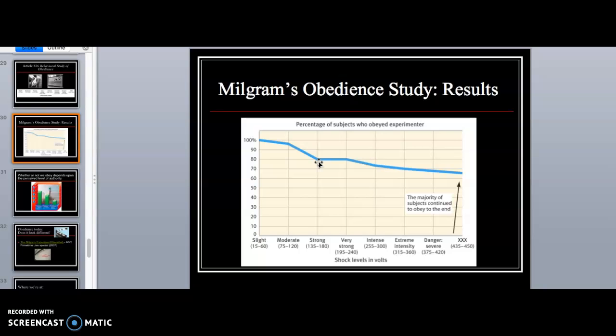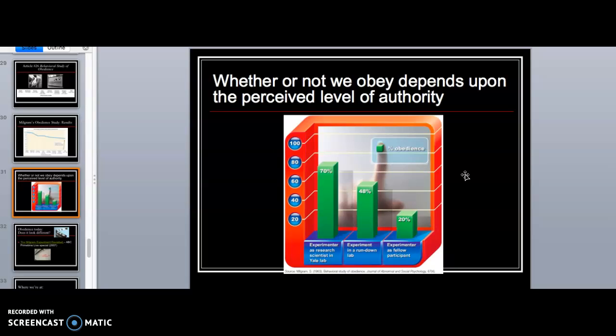And they would give reasons that were coming from what was a perceived authority figure for why this person should continue. And then as you see, most did continue. Over 65% of people continued all the way to the end. Where the study took place mattered too. This was at Yale University, a very reputable institution that people highly regarded.